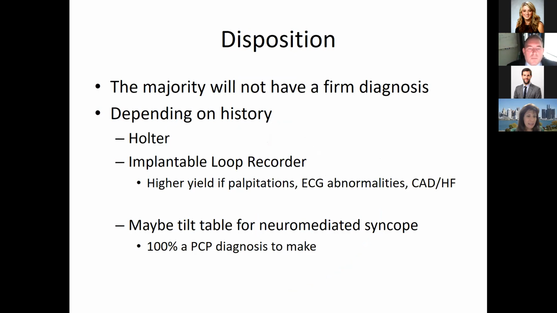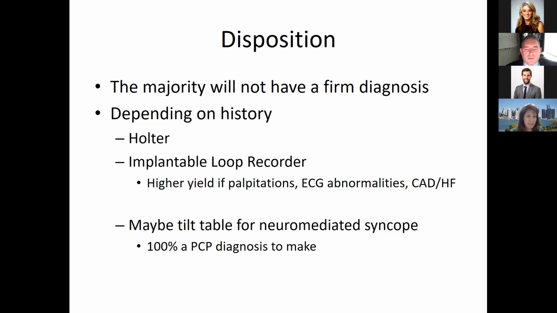Disposition, unfortunately, syncope is not one of those meaty, satisfying, okay, I know what was wrong with you and therefore we've got surety. A lot of times it's, well, I know what's not wrong with you and it's time to go home. So depending on history, you may see benefit to having outpatient cardiac monitoring. You can use Holter, you can use Xiopatch, you can use implantable loop recorders.